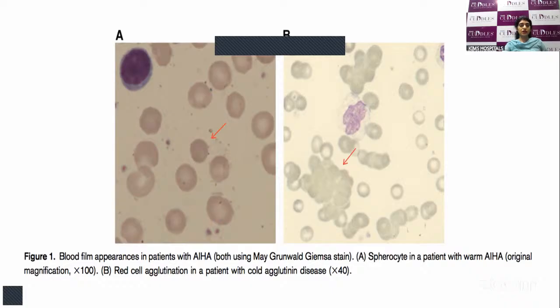In this picture, the first image shows spherocytes in a patient with warm AIHA, magnified, and the arrow is pointing out a spherocyte. In B, you can see red cell agglutination in a patient with cold agglutinin disease. You can see that the RBCs are all clumped together. That's called red cell agglutination. So these are the key features of AIHA, and how you differentiate between cold agglutinin disease and warm AIHA.